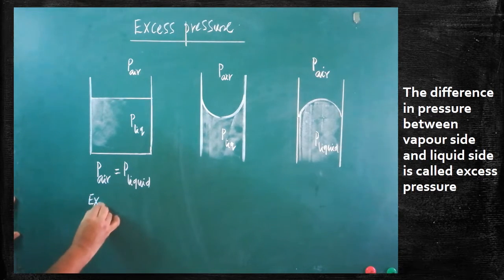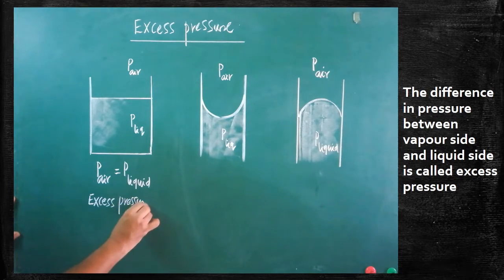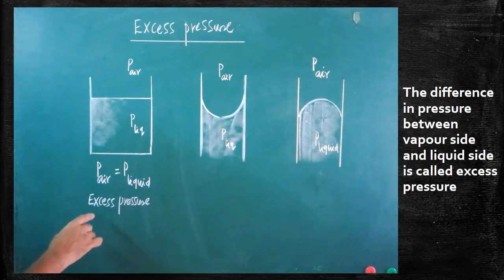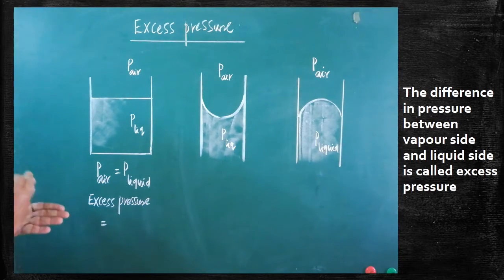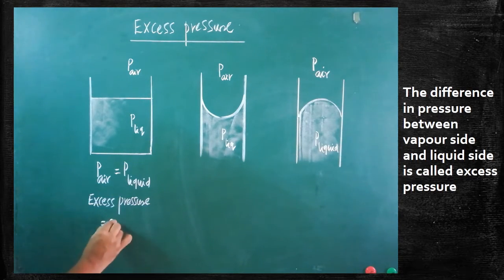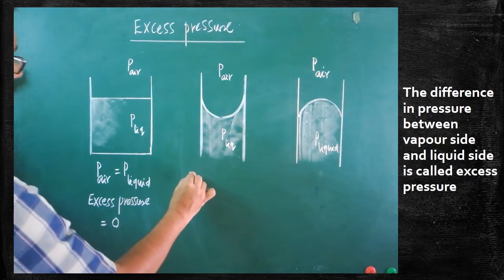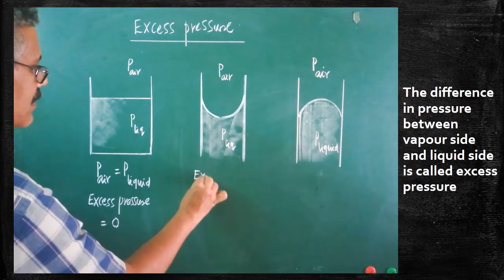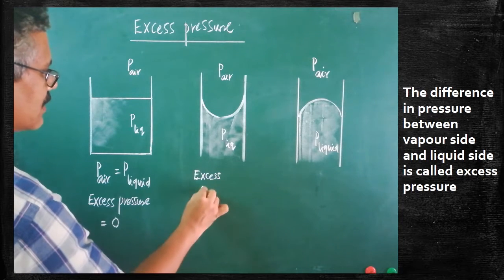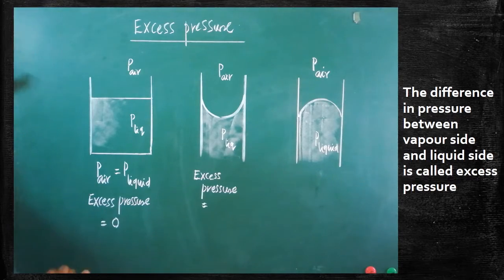Therefore, how to calculate the excess pressure? Excess pressure is nothing but difference in pressure. How can you calculate it? First we have to find out which one is greater and which one is smaller. Here both are the same. Therefore, the difference in pressure will be zero. The difference in pressure is called excess pressure. But in this case, how will you calculate the excess pressure? Look at that. I will write it here. Excess pressure is nothing but difference in pressure.